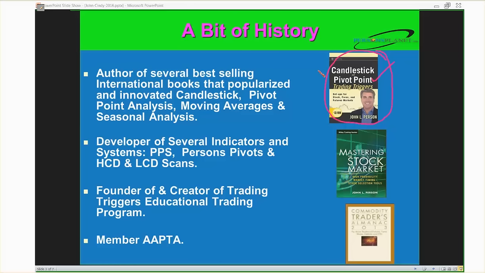What's ironic, and I want to share this not to brag, but just to point out that if something is valid, it should work through time. Over 10 years ago, a decade ago, when that book Candlestick and Pivot Point Trading Triggers came out, we introduced several concepts. One was called the HCD, the high close doji. One was called the LCD, the low close doji.